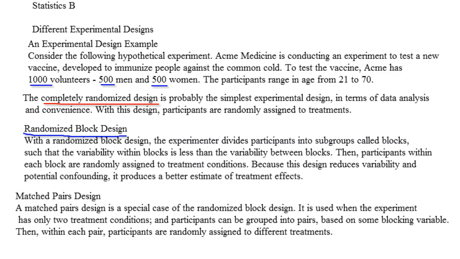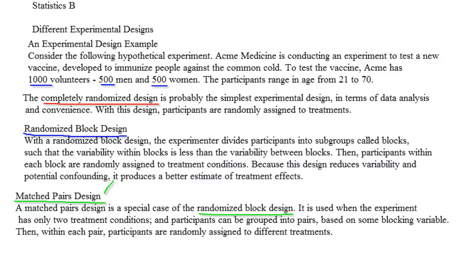Now, matched pair design. A matched pair design is a special case of the randomized block design. So in other words, it's a subset of the randomized block design. It is used when the experiment has only two treatment conditions and the participants can be grouped into pairs based on some blocking variable. Then within each pair, participants are randomly assigned to different treatments. So sometimes the first person might get the placebo, sometimes they might get the treatment. It assigns randomly.